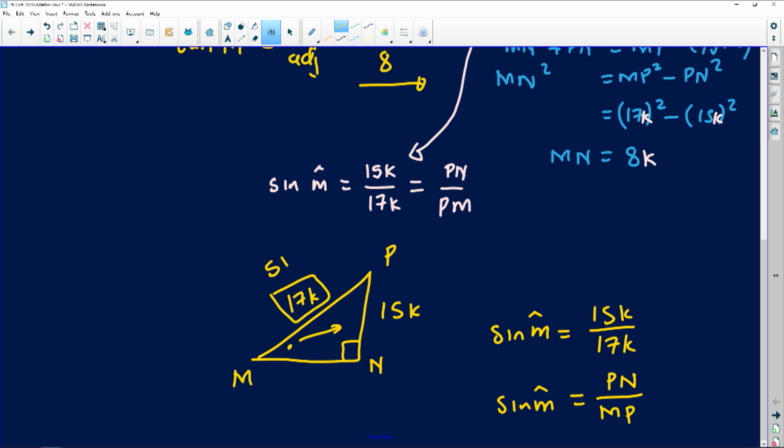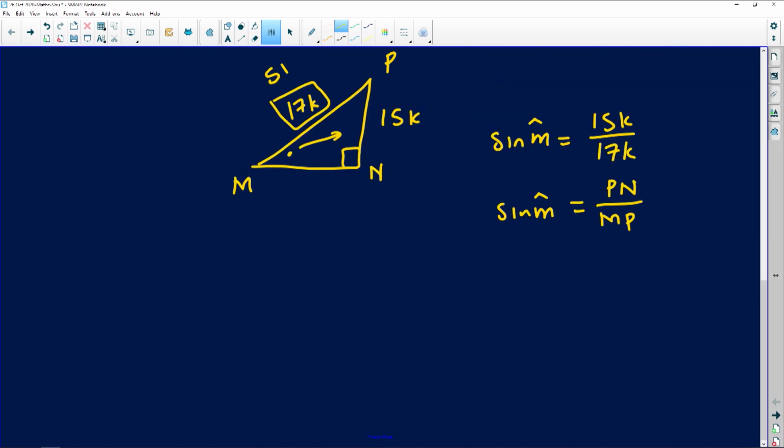The opposite side divided by the hypotenuse. So I'm going to equate those two ratios because they're both equal to the sine of M, which means 15k over 17k is as good as PN, which is what we are looking for, divided by MP, which is 51. From here, you just use basic algebra.